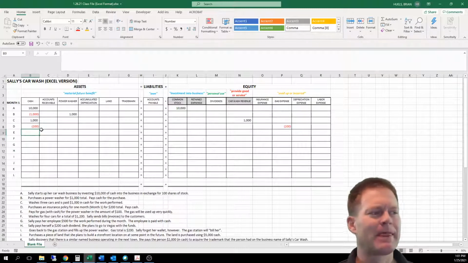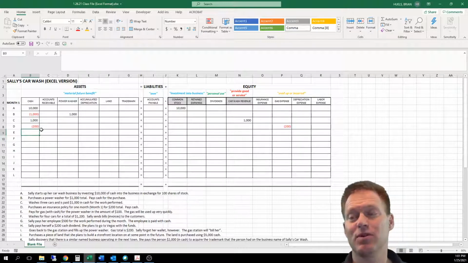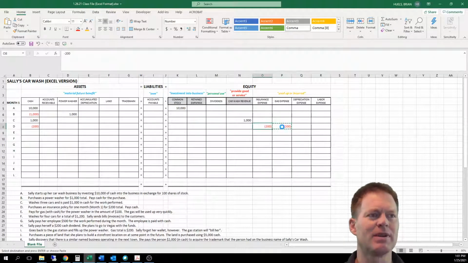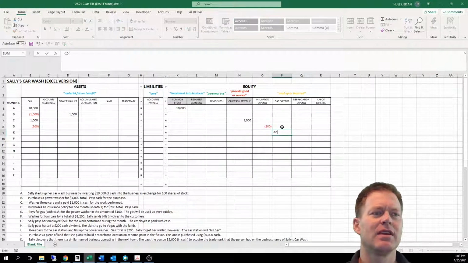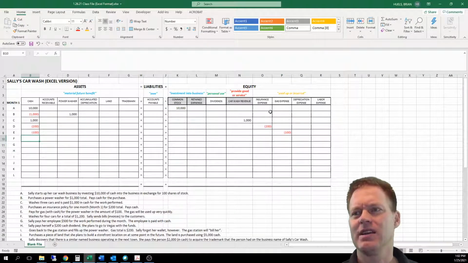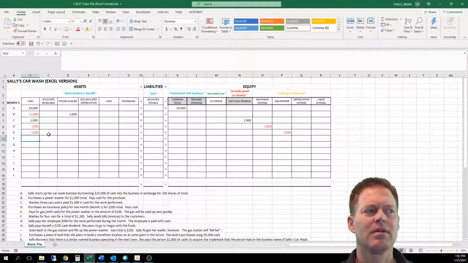Good to go. Okay? E, pay for gas with cash for the power washer in the amount of $100. The gas will be used up quickly. All right? So I'm giving you a big tip there. Oop, I put that in the wrong spot. Nobody called me on that. Use up the gas, and we paid cash, right? Used it up, paid cash.